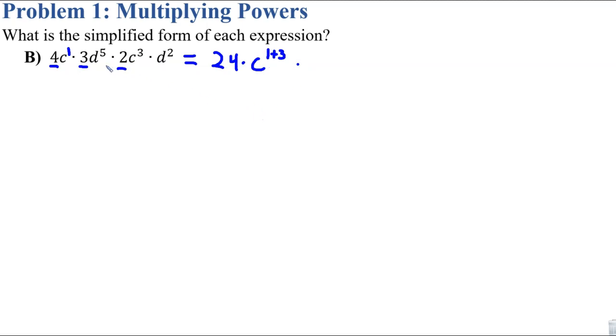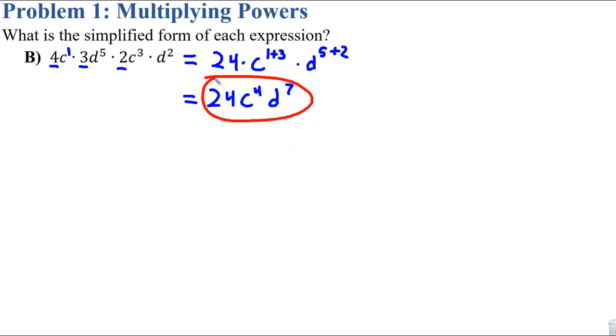I can also combine my d's. I have d to the fifth times d squared. We can call that d to the 5 plus 2. And that's going to simplify into 24 c to the fourth, d to the seventh when I do that addition.